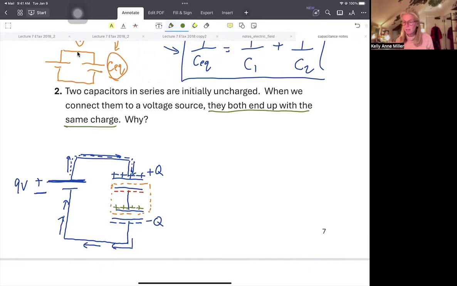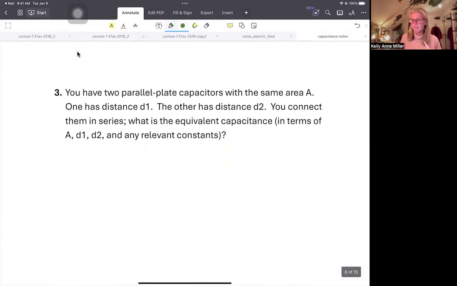Because the outer plates get equal but opposite charges from the battery, and the middle inner plates are electrically isolated and neutral, they get equal and opposite charges induced by polarization from their adjacent outer plates. This is sort of repetitive, but it's an important point.